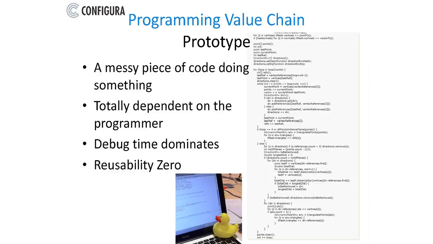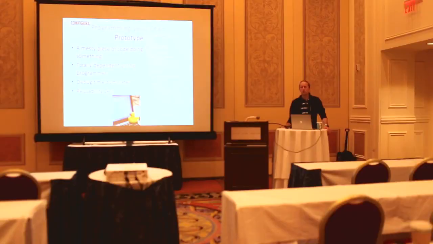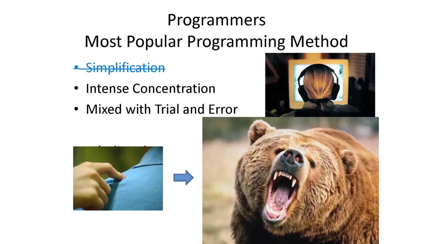We write code that looks not good. I call it a prototype. I'm not going to go through this. This is a full lecture by itself. This is just a little extract of it. But a prototype is, I call it, the lowest value of programming that you can produce, because it's a messy piece of code, doesn't have any real reuse in it, and it's complicated. So it just doesn't have the things that we are looking for. So instead of using simplification as your fundamental method, it's intense concentration mixed with trial and error, lots of trial and error. Maybe it even starts worse with copy and paste.